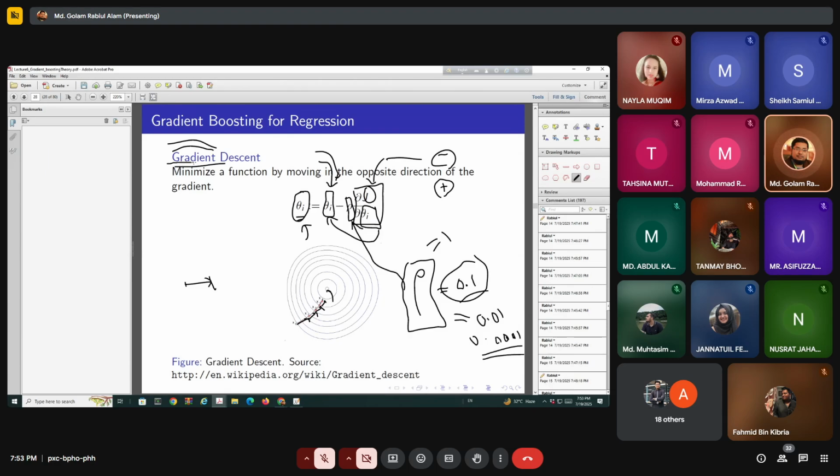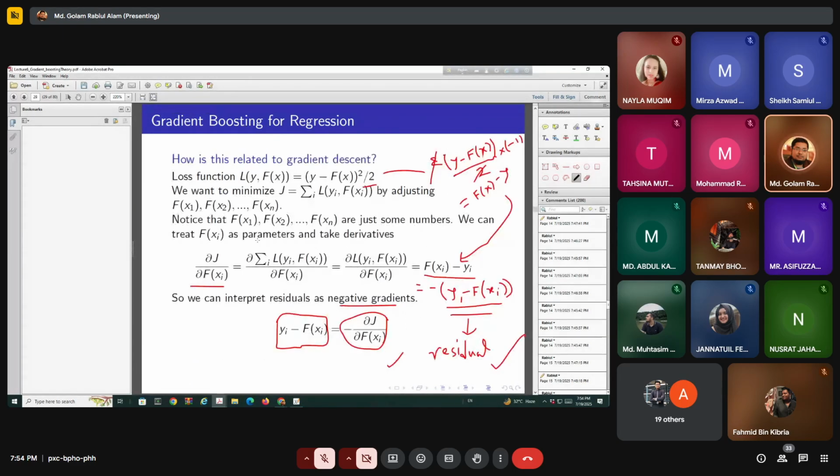That's why gradient descent is important, specifically to find the optimal parameters. And here in gradient boosting also, we will utilize this gradient boosting algorithm to find the values, specifically the shortcomings of our weak learners.